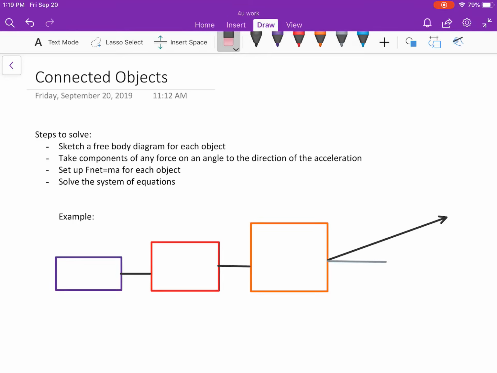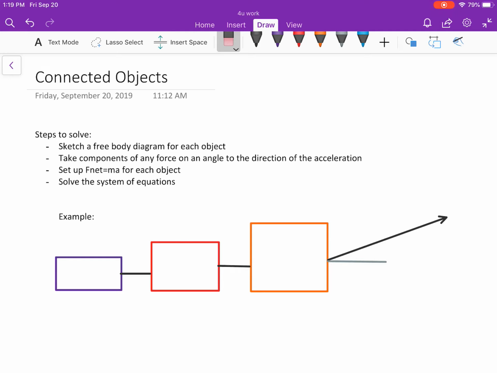Connected objects are a neat application of Newton's second law, and they've got some cool math to solve them once we get going. Generally speaking, some questions will have shortcuts that you might be able to get around less math to solve them, but connected objects, we can always solve them if we follow the standard method. If we draw a free body diagram for each object and set up F net equals ma for each object. Forces that are on a funny angle will need to get components if they show up.